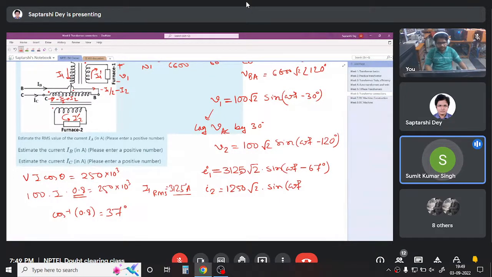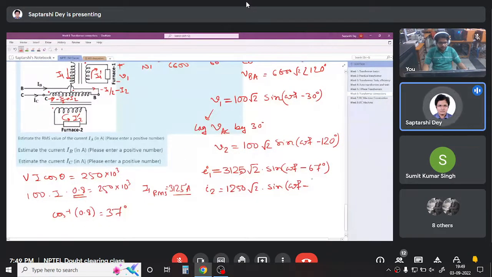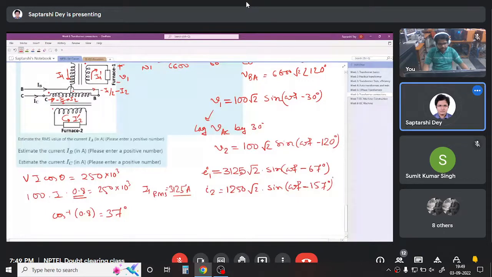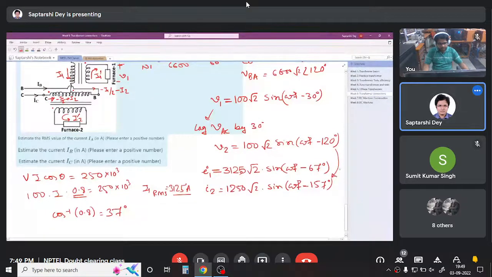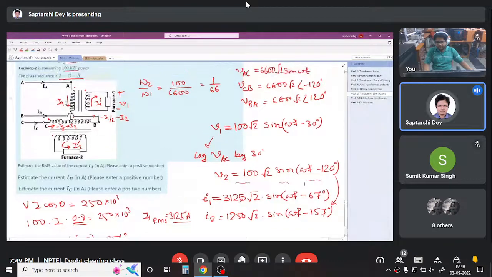90 degree further. Yes, sir. 157. Or we could have told it from here also. This is the voltage across load 2. So 37 degree lagging from here, minus 157. Okay, now we know the individual load currents. We have to find out the primary currents.